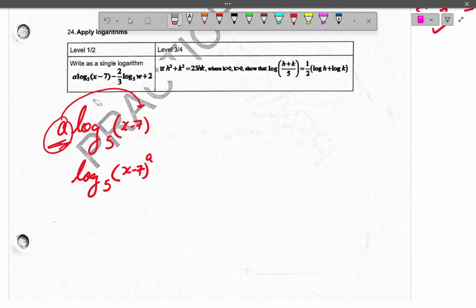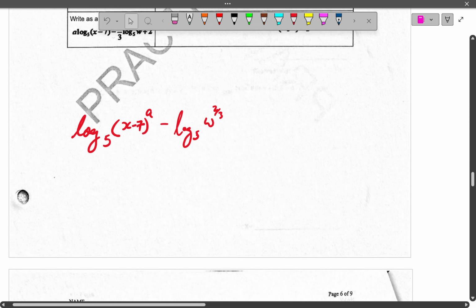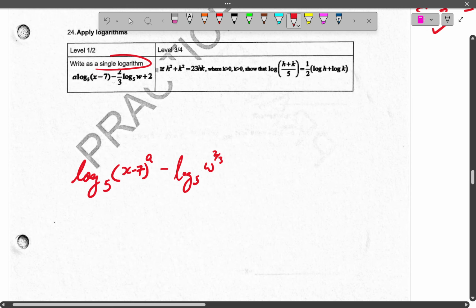And then for the second term, which is the 2/3 log base 5 of w, the 2/3 that you have in front, we need to get rid of as well. So just like before, we're going to take it to the front. So I'm going to have minus log base 5 of w to the 2/3 power. And now we can use that log rule that we saw at the bottom, which is that if you have two logarithms of the same base, so 5 and 5, you can end up rewriting this as a single logarithm, which is the goal that we want here.